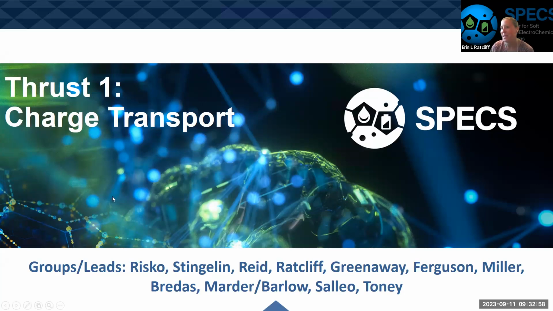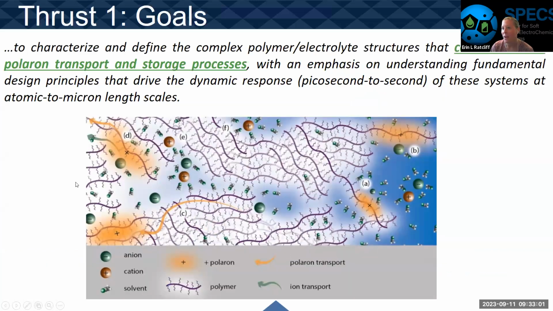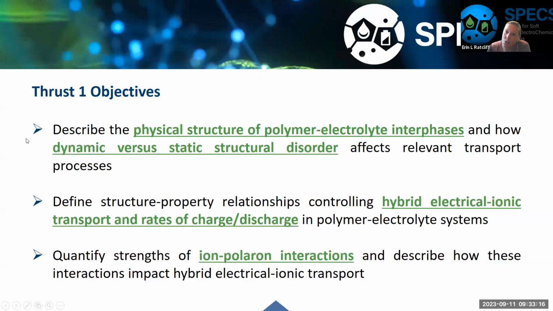All right, so thrust one is really about trying to characterize and define these polymer electrolyte interphases and understanding how these impact transport across multiple length scales and across time scales. It has three objectives, although these seem a little more blurry to me: where objective one ends and objective two starts, and how objective three lines up with the physical structure description, or whether it is part of a structure-property relationship.